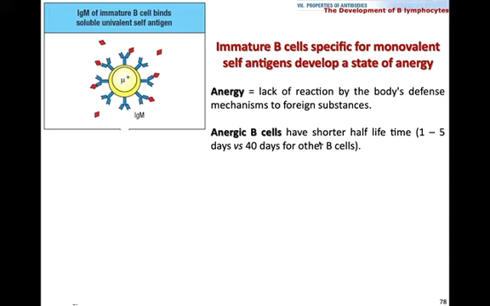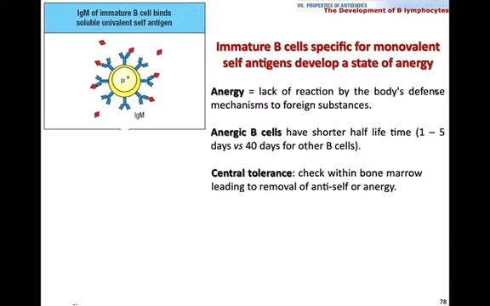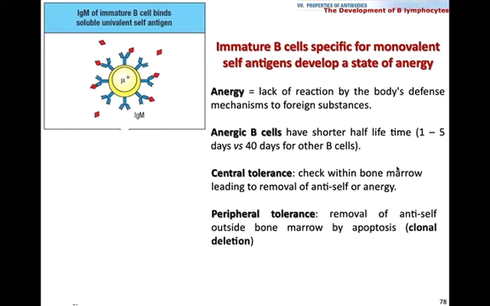These anergic B cells actually have a shorter lifetime than normal B cells, from 1 to 5 days versus the 40 days half-life for other functional B cells. So this central tolerance can be checked within the bone marrow, and this will lead to the removal of the anti-self or anergic B cells. It's a kind of screening inside the bone marrow to make sure that only functional B cells are released into the circulation.